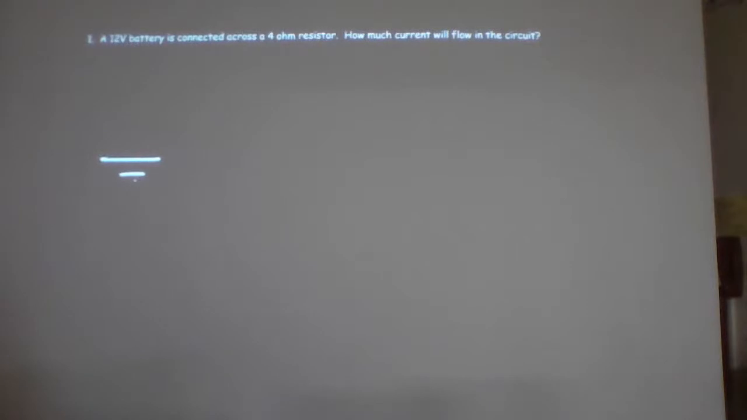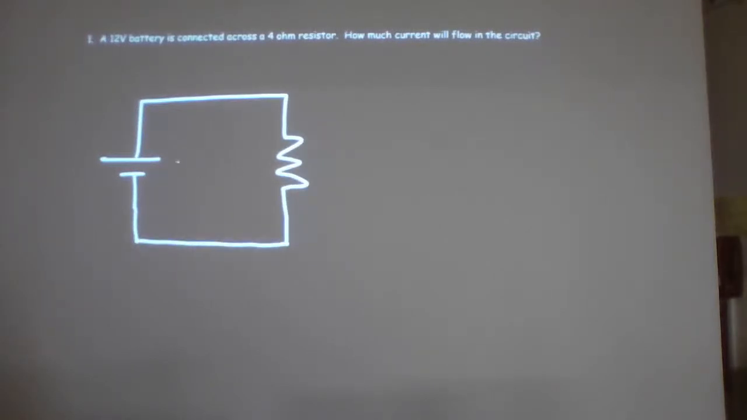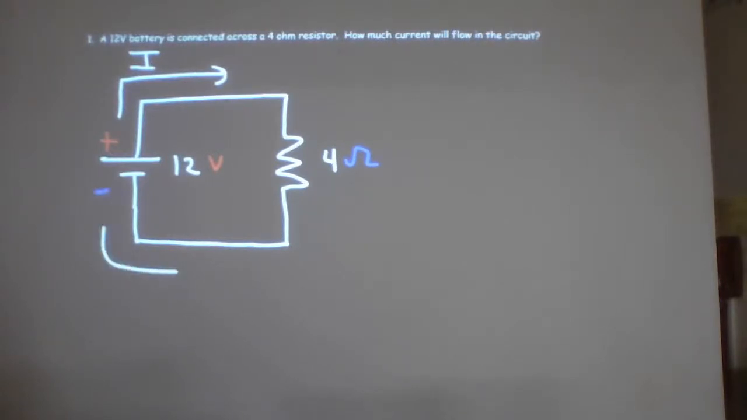So this is the electrical symbol of a battery. And let's draw the electrical symbol of a resistor, which looks like that. And so this is a 12-volt battery, and we have a 4-ohm resistor. Now this is the negative terminal of the battery, and this is the positive terminal. So current will flow from the positive terminal to the negative terminal. But keep in mind, the electrons are flowing in the opposite direction.